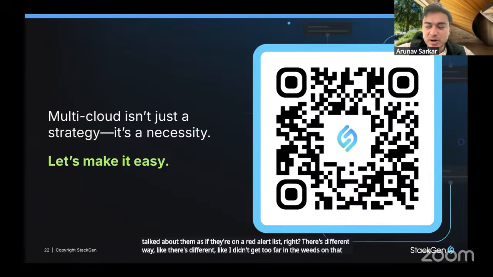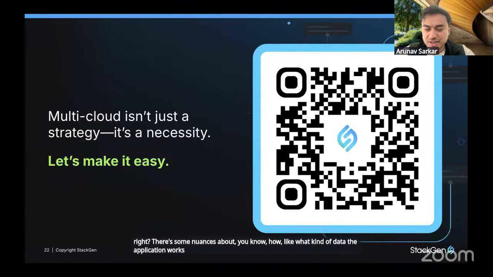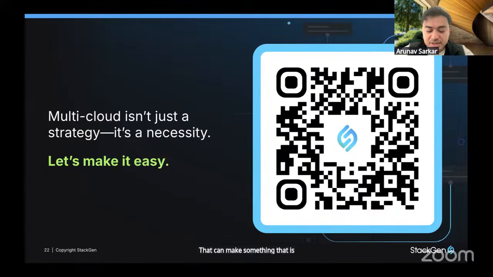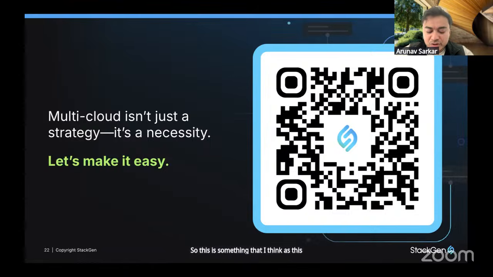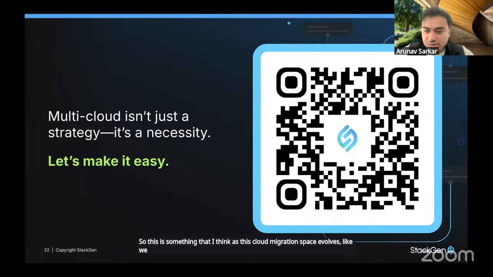There are some nuances about what kind of data the application works with, and what kind of query system we're actually using, that can make something a red alert for one organization and not even a problem for another engineering team somewhere else. So as this cloud migration space evolves, we're going to start figuring out what these high level red alert categories are, like the one that I brought up.